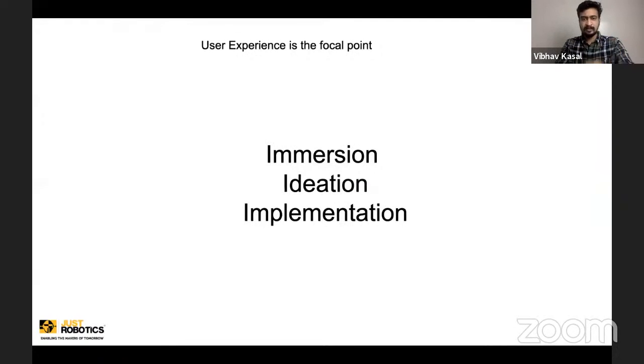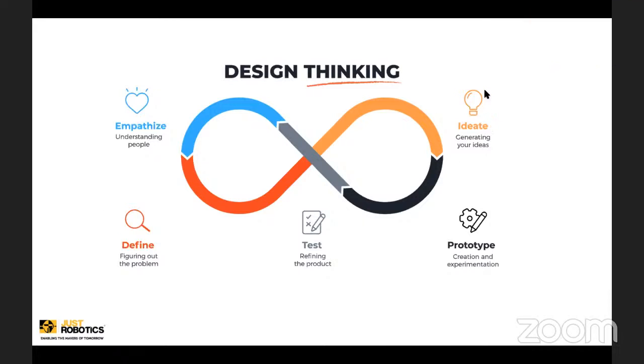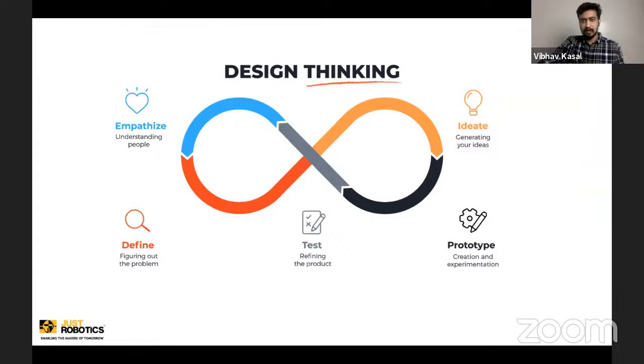If you go within these three domains, immersion, ideation, implementation, we get this infinite loop of design thinking. So starting with ideate or define: now that we know there is a problem that we want to address, what is the very next thing that we have to do? We have to come up with the solutions. So what are the solutions that will ensure that we are addressing those?